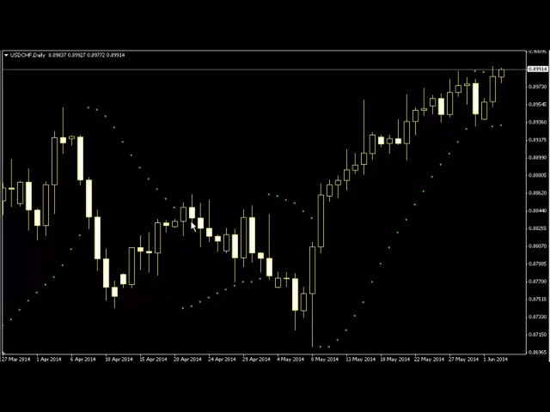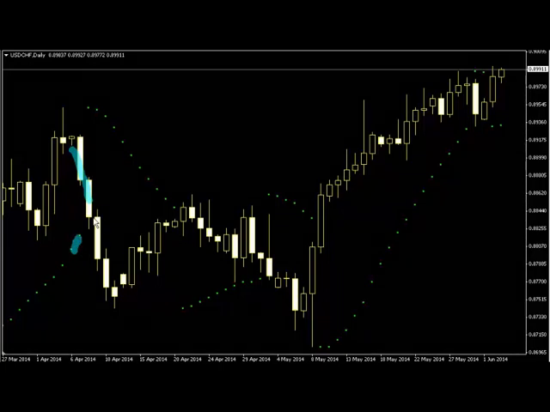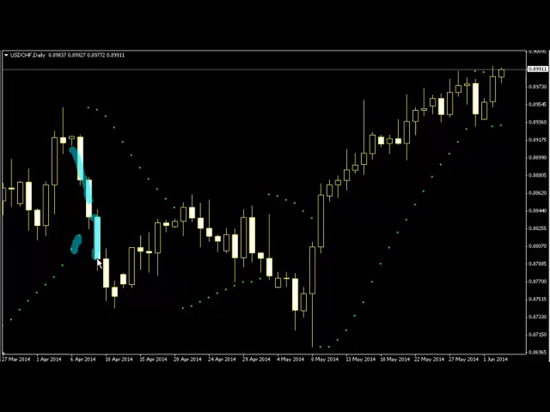This is the Dollar-Swiss daily chart. Here is a sample. Price goes down and parabolic is here. Price goes over parabolic and closes. Then sell. Price goes lower.